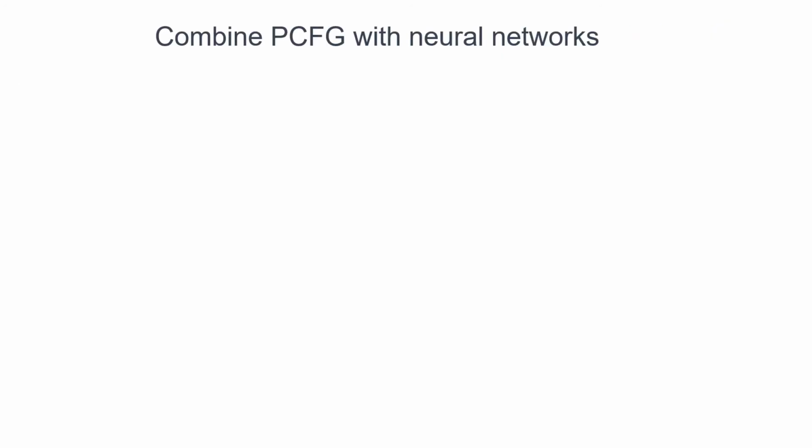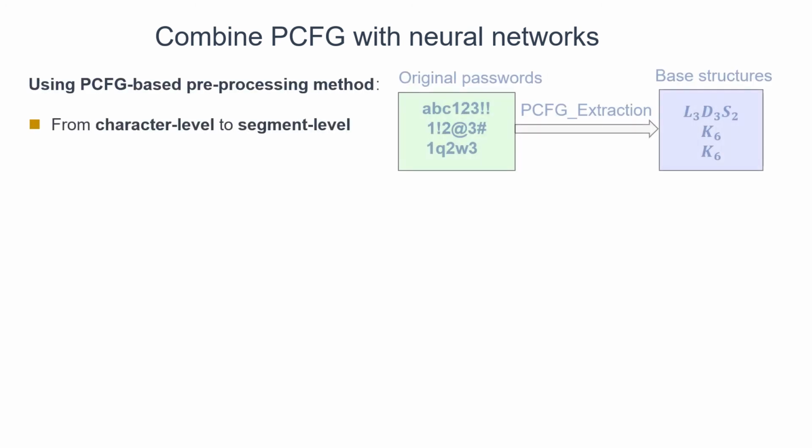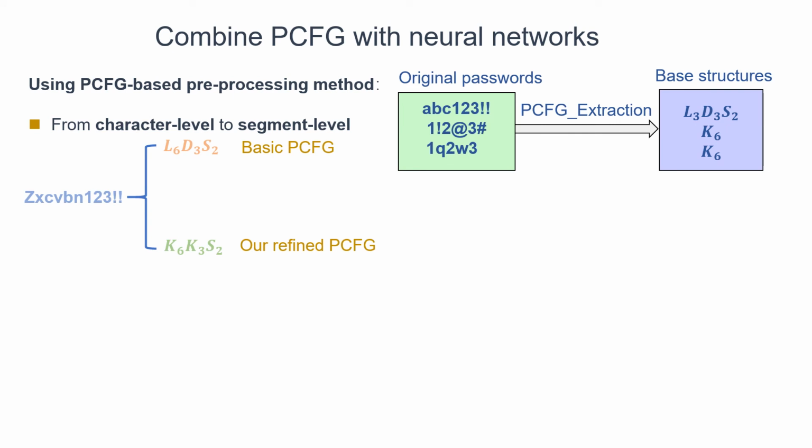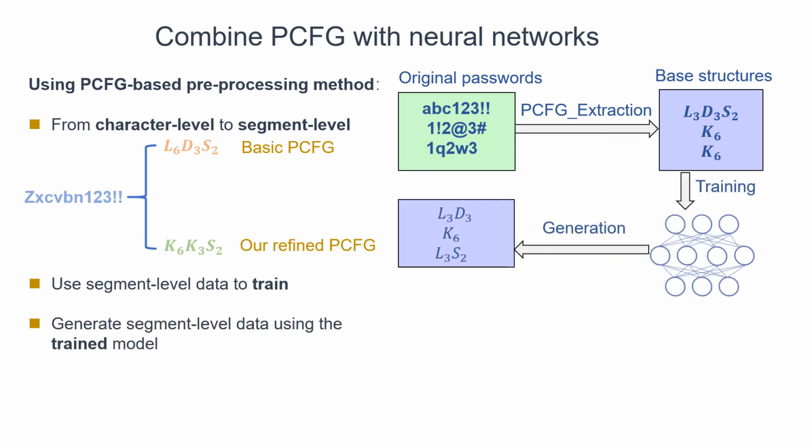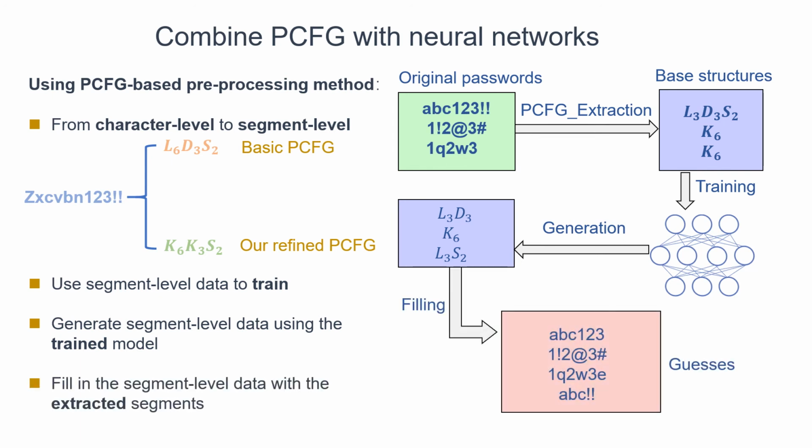PCFG-based preprocessing method can be integrated with neural networks. First, character-level passwords will be converted to segment level. Both model training and generated data are segment level. At last, fill in the segment level data with the extracted segments to generate final guessing passwords.